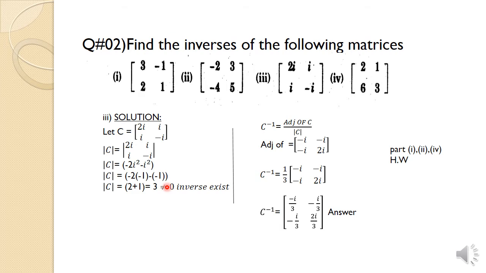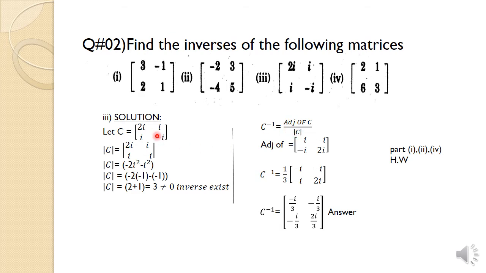It means the determinant is not equal to 0, so the inverse exists. If the determinant equals 0, then the inverse does not exist. For the inverse, the determinant must be not equal to 0. This is a necessary condition. So what is the formula of the inverse? C inverse equals the adjoint of matrix C divided by the determinant of C.